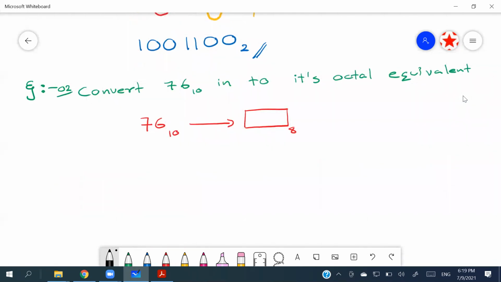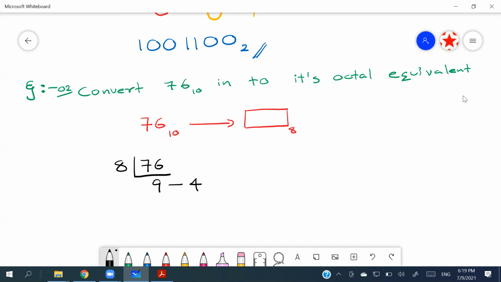So we take the 76 and we divide it by 8. What is the reason for dividing by 8? Because we are converting this decimal value into an octal number. So how many 8s are there in 76? There are 9, right? Yes, there are 9. And how many is remaining? The technique goes the very same way. So 9 times 8 is 72 and 4 is remaining.